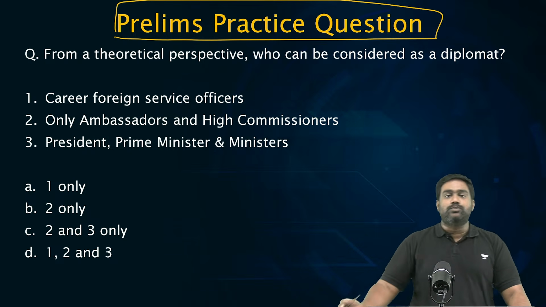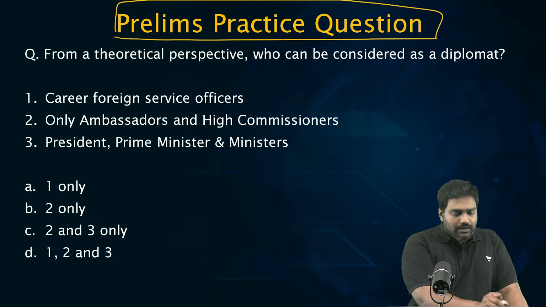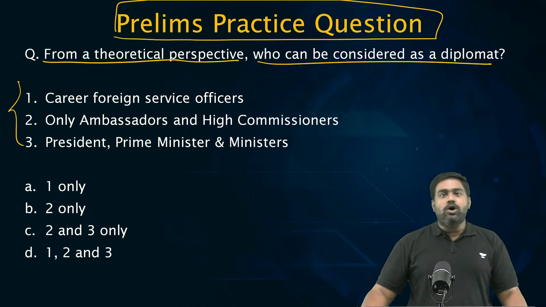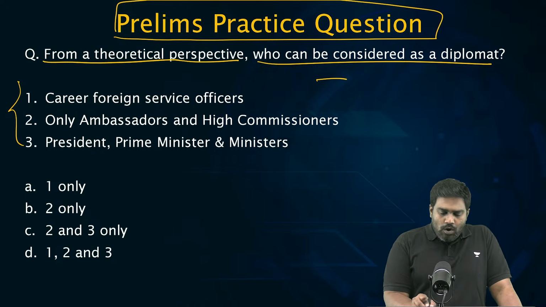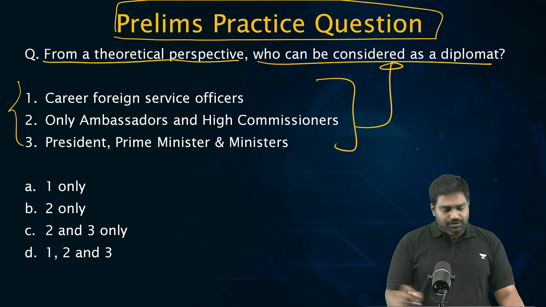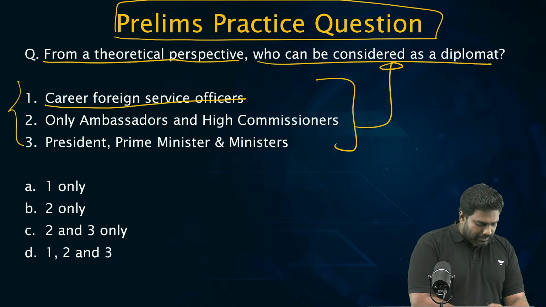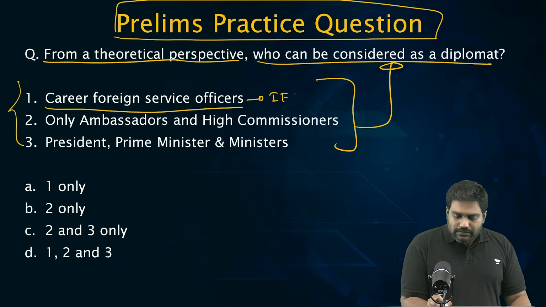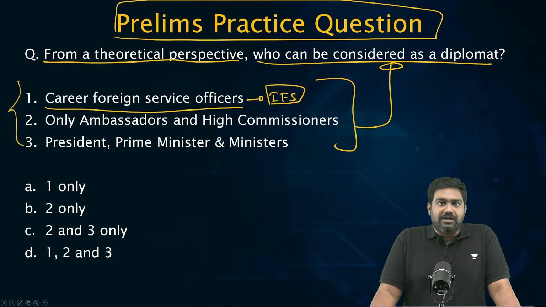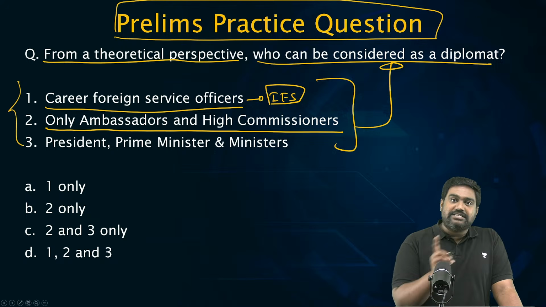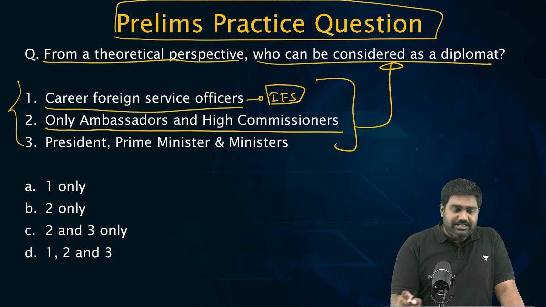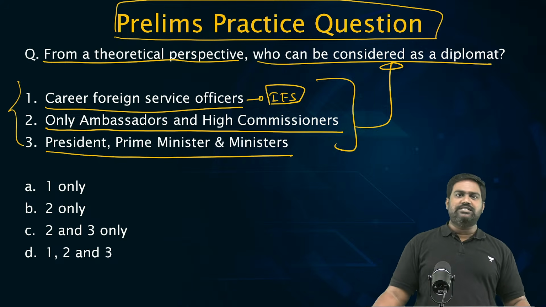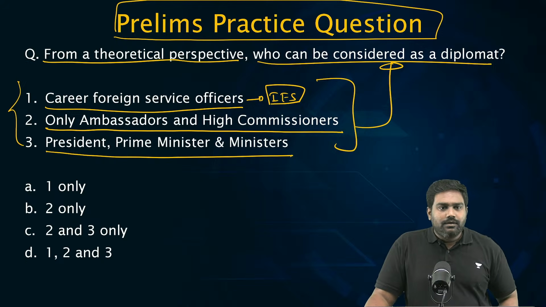So if this simple concept is understood, can you take up this practice question? Can you please try to answer this one? Read the question carefully. From a theoretical perspective, who can be considered as a diplomat? Three options are given. Can you tell me who amongst them can be considered as a diplomat of a nation? Would it be just the career foreign service officers, that is, in the case of India, the IFS cadre that we are referring to? Or is it only the ambassadors and high commissioners who are called diplomats? And can the president of the country, prime minister, the ministers, can they also be referred to as diplomats?